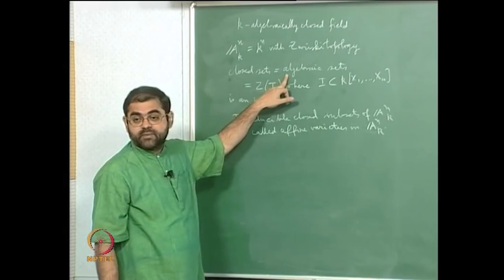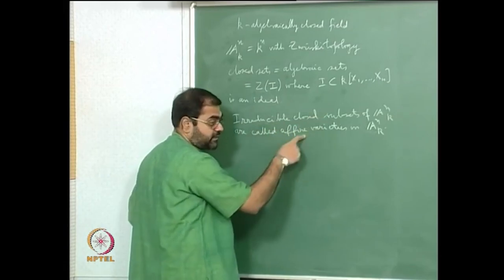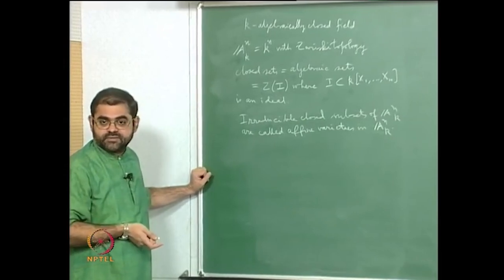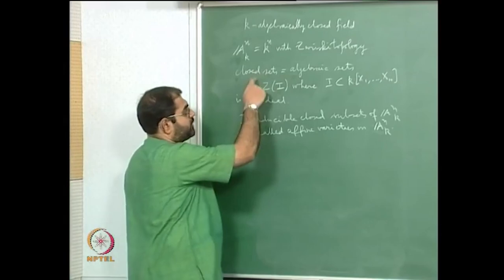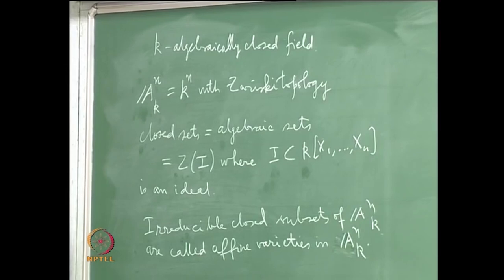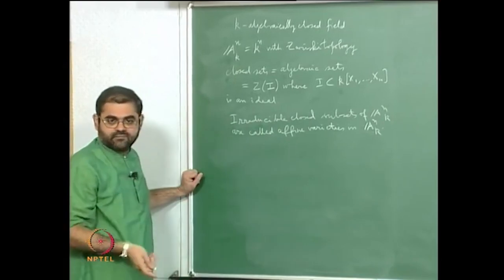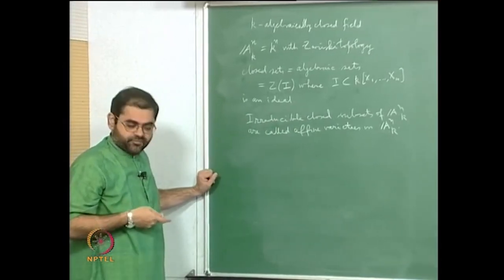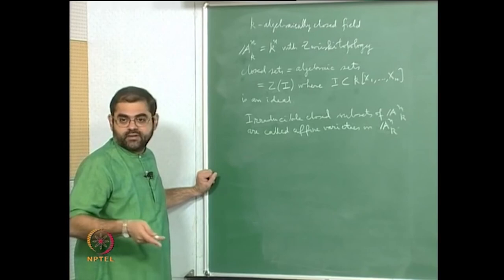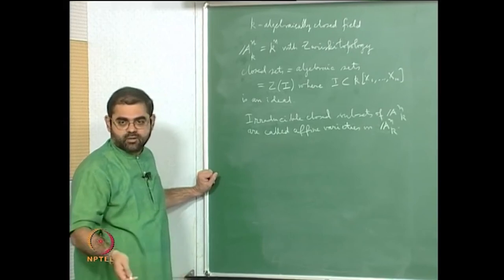How do you study an arbitrary algebraic set? The answer is that these irreducible closed subsets, which are the affine varieties, are the building blocks for the algebraic sets. There's something called the Noetherian decomposition theorem, which says that any algebraic set, any closed set in A^n, affine n-space over K, is writable as a finite union of irreducible closed subsets, namely affine varieties, and this decomposition is unique if you assume that there are no redundancies, that means there is no component containing some other component in the union.